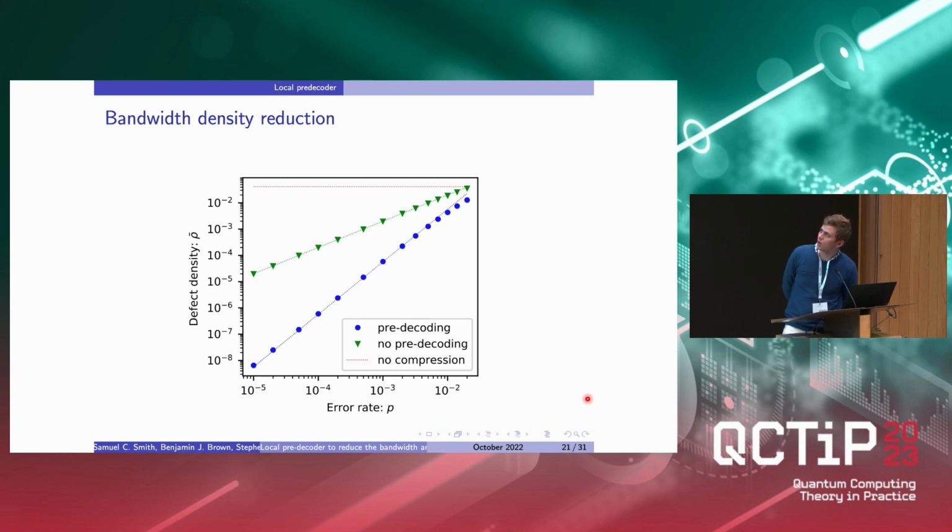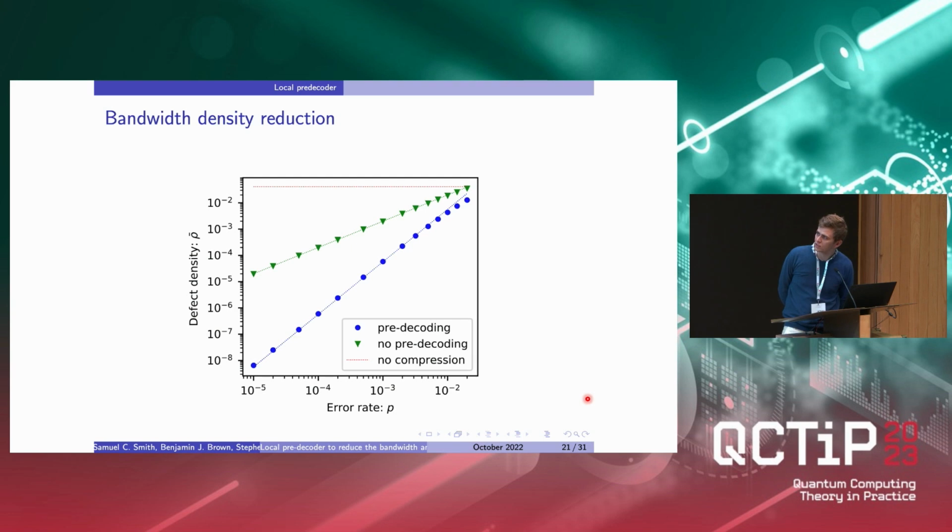OK, so yeah, indeed we see this. This is a plot of the mean defect density in the code with pre-decoding in blue and without pre-decoding in green. So yep, this is cool. For error rates of 10 to the minus 3, you see several orders of magnitude improvement here. And these slopes, by the way, correspond to the p and p squared scaling that we're expecting to see.